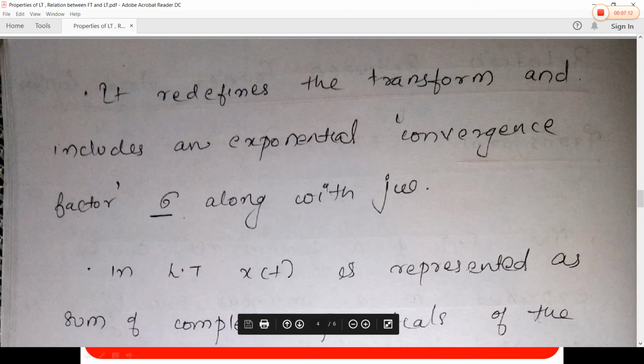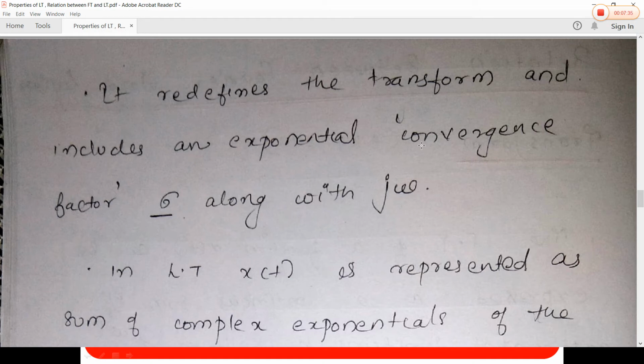In the case of the Laplace transform, it includes an exponential convergence factor, sigma, along with j omega, because in the Laplace transform we are considering the S domain. So S is represented as sigma plus j omega. This j omega was only present for the CTFT. So in Laplace, we are introducing a new term sigma, which is called the convergence factor.